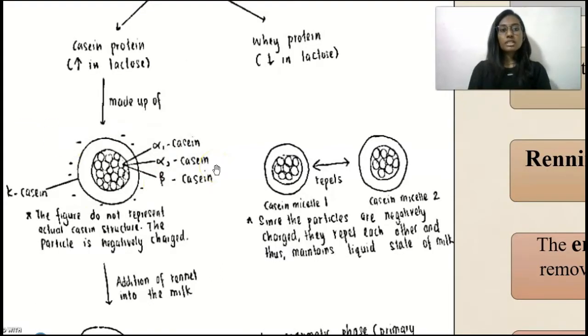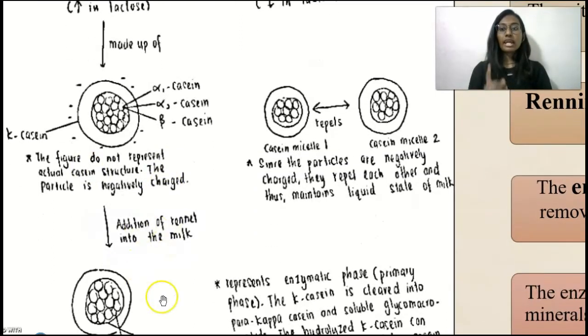Casein protein is made up of different types of casein proteins: alpha 1, alpha 2, beta casein and also kappa casein. The alpha 1, alpha 2, and beta casein are its internal part, and it's surrounded by kappa casein. The entire structure is negatively charged, and that is why it maintains a liquid state, because it repels one casein protein from another. In order for us to form a curd, to form a coagulant, we have to break the negatively charged kappa casein. So what we're going to do here is add rennet.